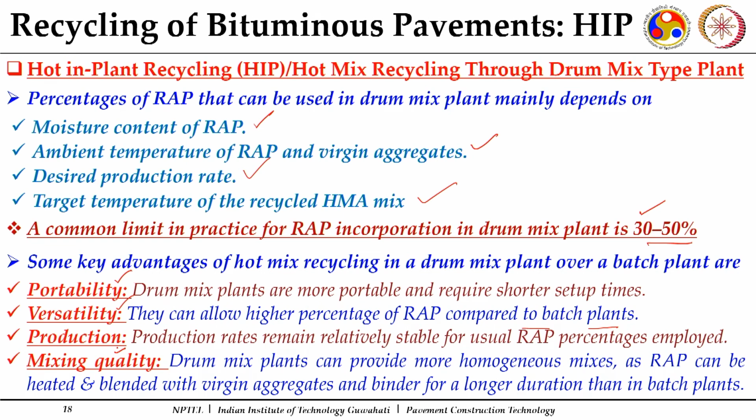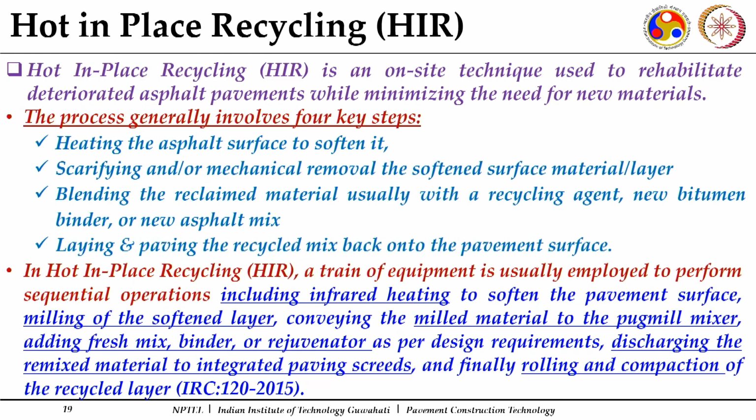Production capacity normally, up to a certain percent, doesn't get affected specifically for the drum mix plants. And mixing quality, because in this one the RAP is blended with the virgin aggregates and it is easier to maintain the mixing. You can add to the mixing time, you can give more time, depending upon where you are introducing the RAP. So on the basis of the design of your drum mix plant, you can get good quality recycled mixes. So these are some key features because of which drum mix plants are more popular in hot in-plant recycling compared to the batch type plants.